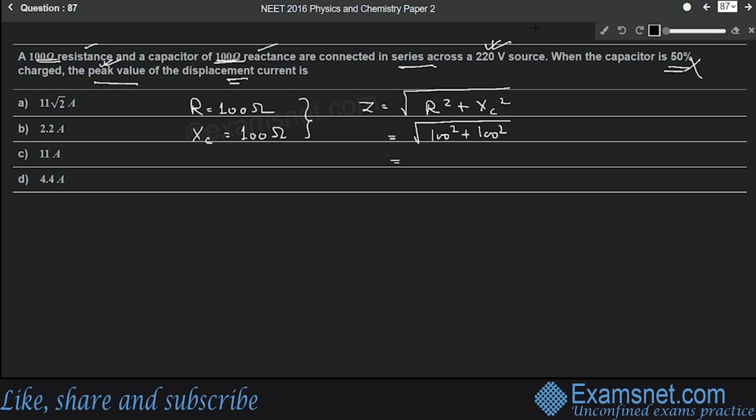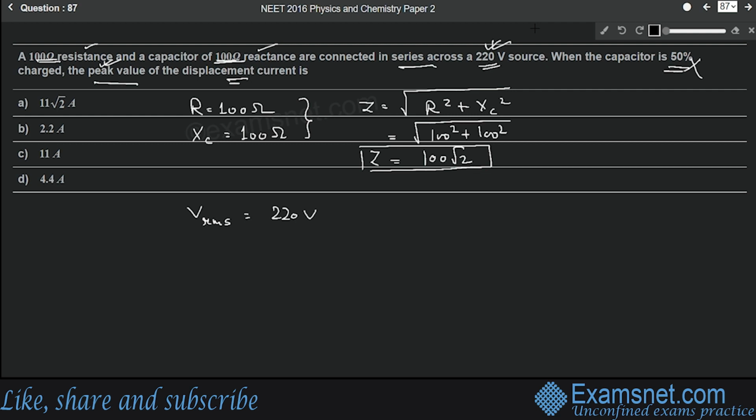If you solve this, you will get 100 root 2. So this is the value of Z. Now the voltage is given as 220 volt. It is not mentioned whether it is the peak voltage or the RMS voltage, so it will be assumed that it is the RMS voltage. This is 220 volt.